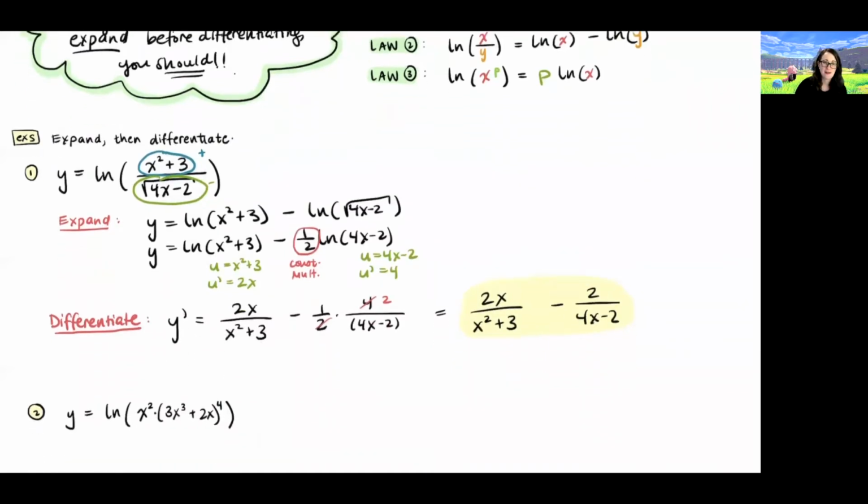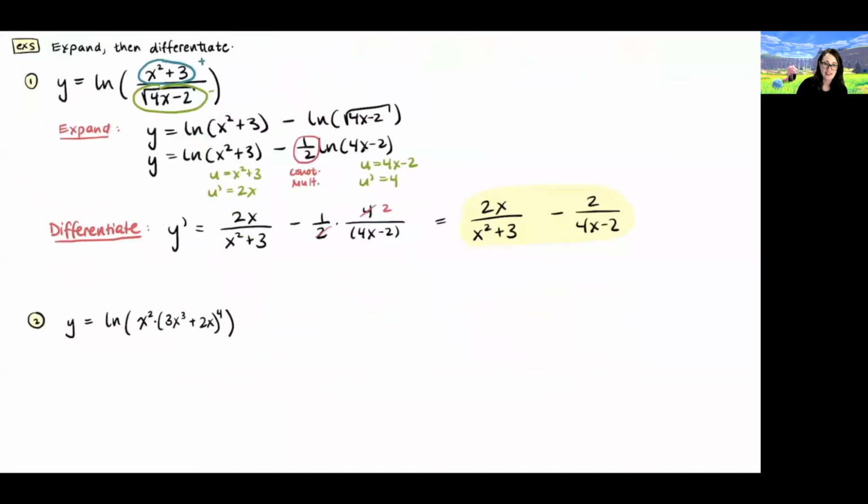All right, example number 2 of expanding and then differentiating. Here we've got the natural log of x squared, and then in parentheses times 3x cubed plus 2x, and that is raised to the 4th power. All right, so it looks like we have to expand this.